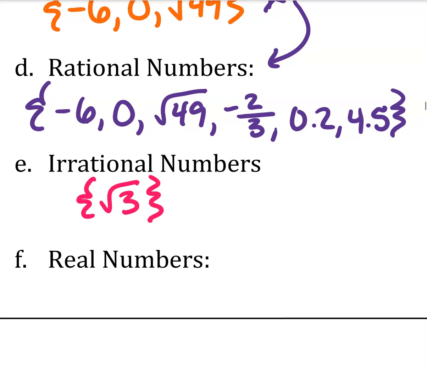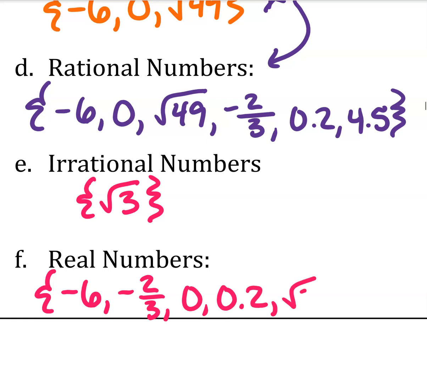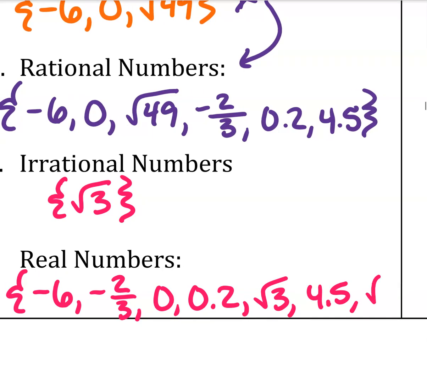And then remember, we talked about how real numbers was everything. So what you can do when you get to the real numbers is just copy that whole set of numbers. So -6, -2/3, 0, 0.2, square root 3, 4.5, and square root 49. This is like the easiest part of these on a test or a quiz or whatever. You can at least answer real numbers because it's going to be the list of all of them. And I tell you that before a test, so you should definitely get that one right on your homework for sure.